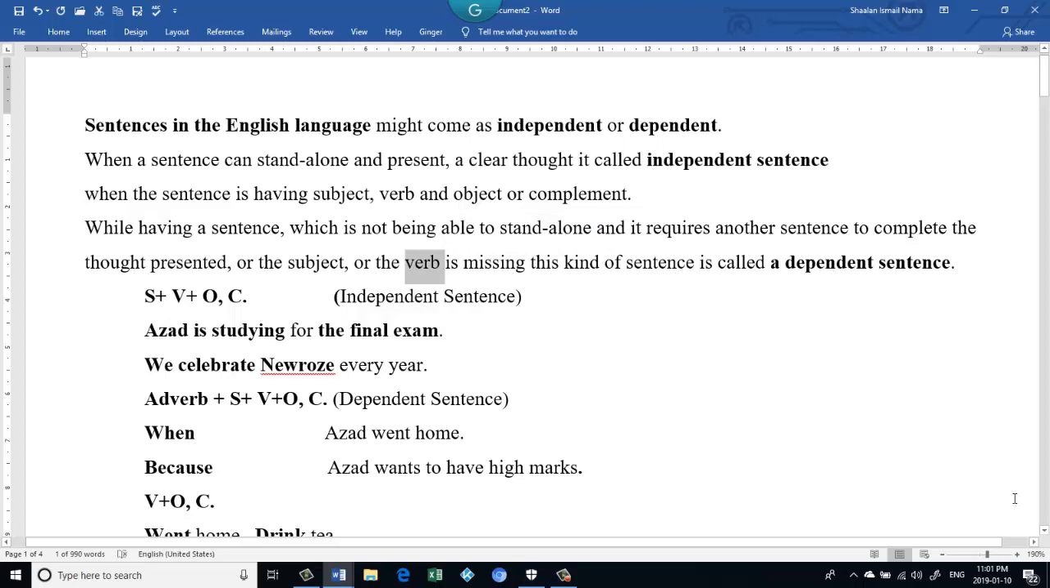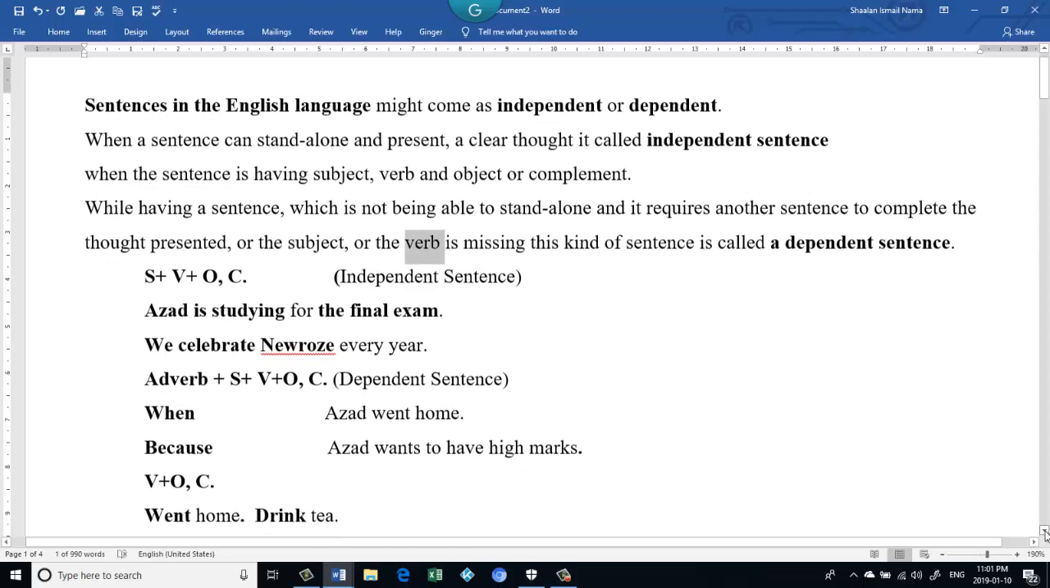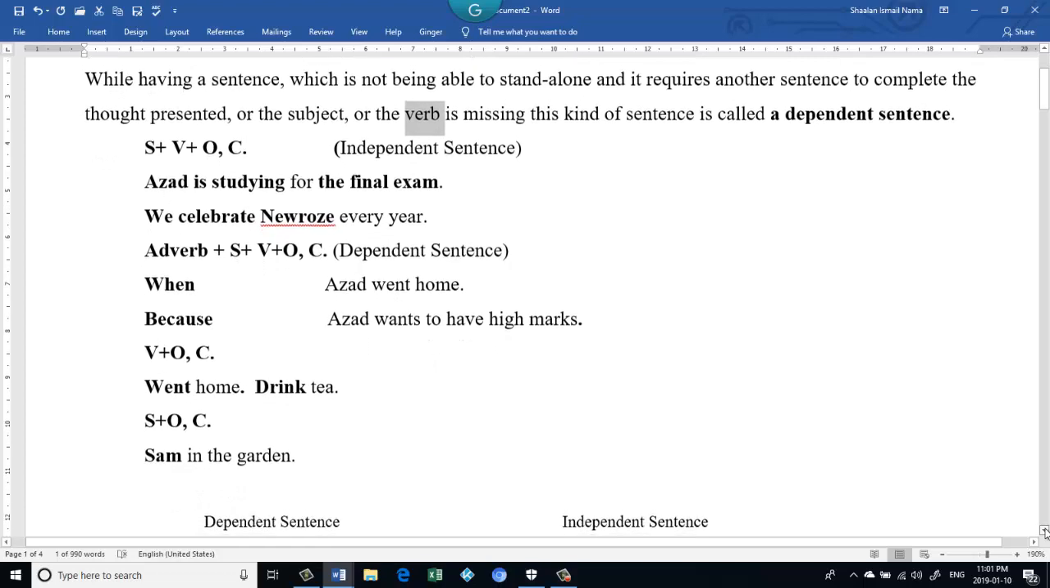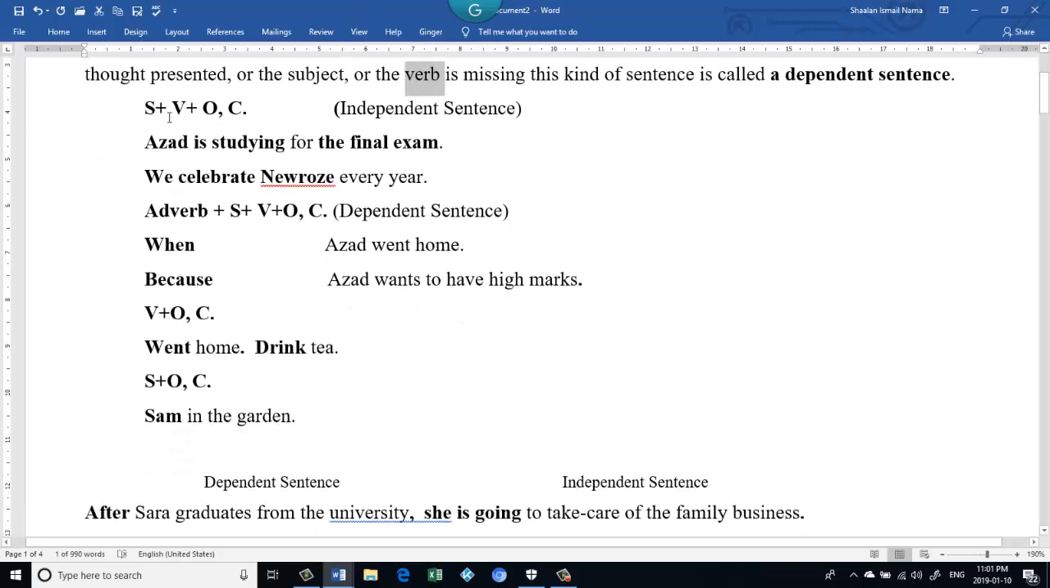Okay, now we have two: independent and dependent. Let's look at how independent sentences work. For example, I have a subject, I have the verb, I have the object. Or sometimes, instead of the object, we could have a complement, meaning it gives us more information about the subject, what he's doing or what he did.